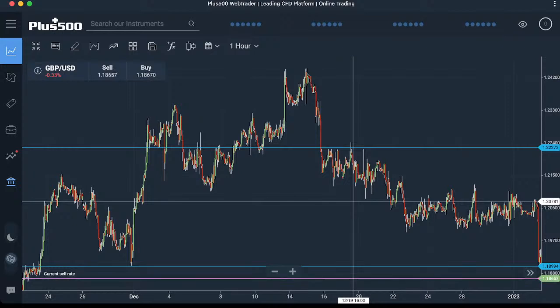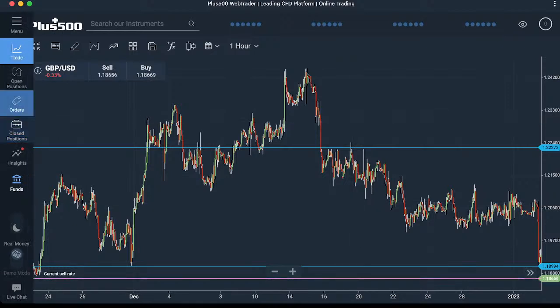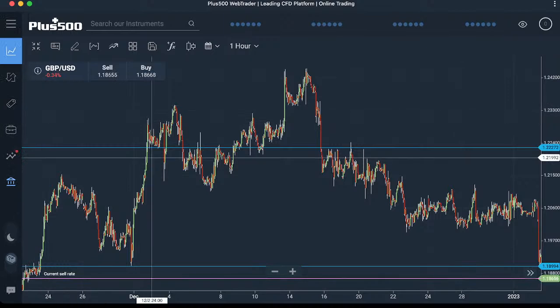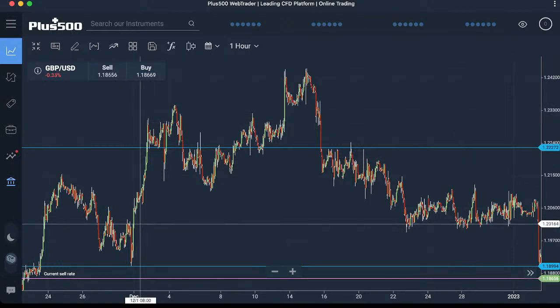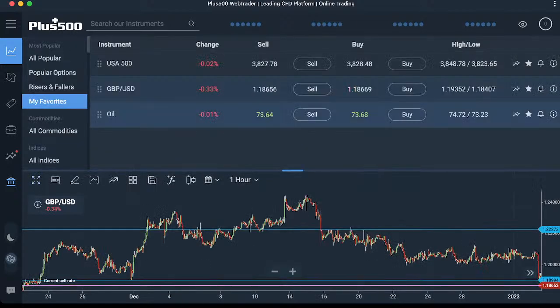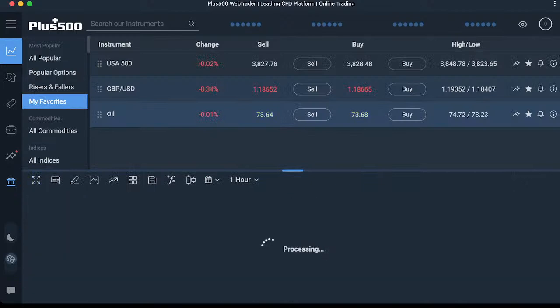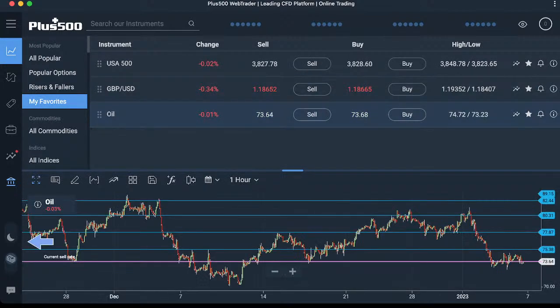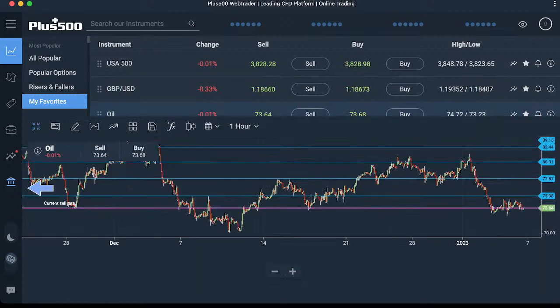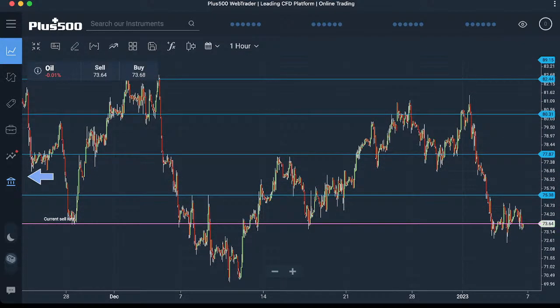So let's move on. We have about 18 minutes to the NFP release, and when NFP is releasing I want to be on the US 500 charts. So let me move to the oil market first and discuss that with you, and then exactly prior to the NFP release we can go to the US 500 chart and discuss that.